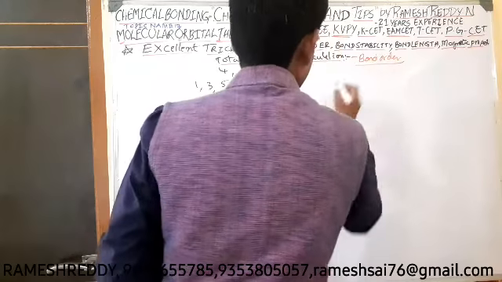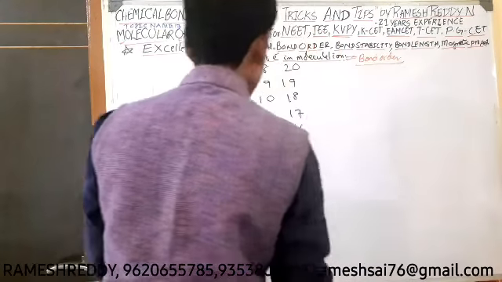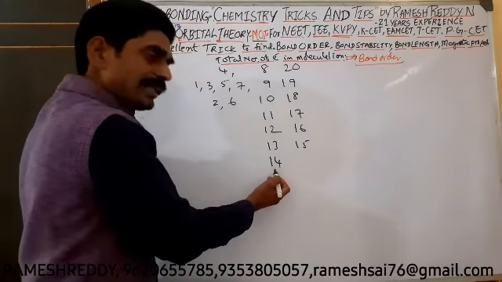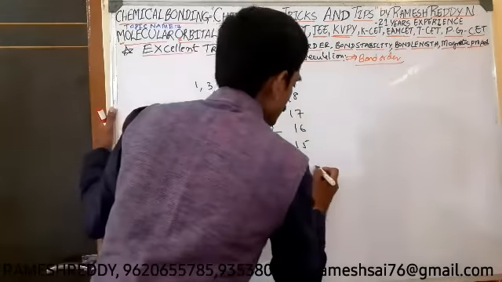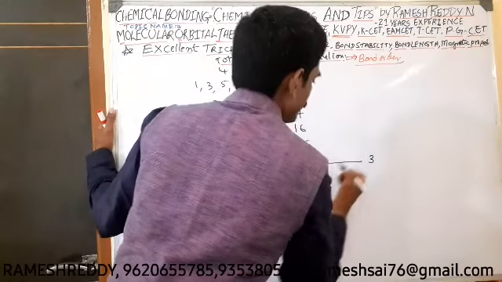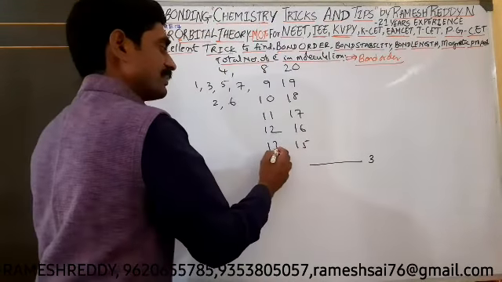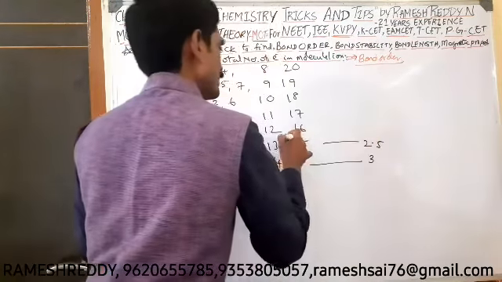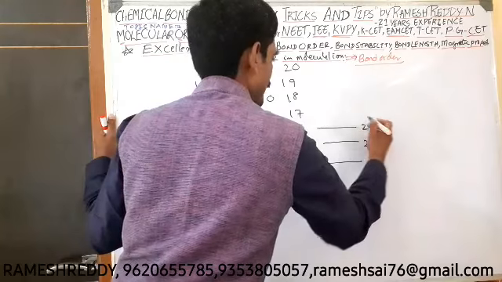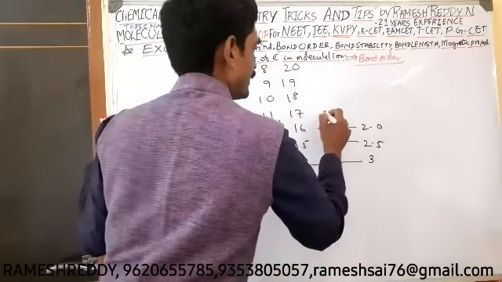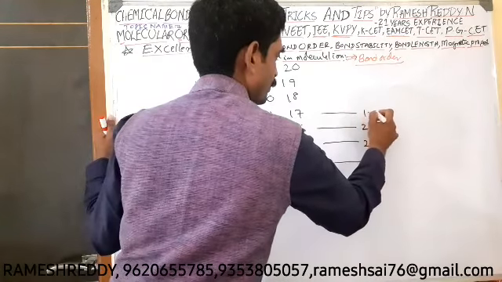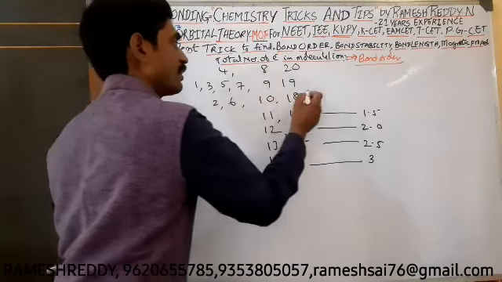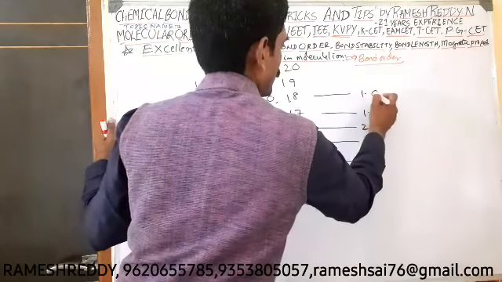So then bond order is equal to what? If the molecule or ion has 14 electrons, then bond order is 3. The molecule or ion having 13 or 15 electrons, bond order is 2.5. 12 or 16 electrons, 2.0. 11 or 17 electrons, that is 1.5. Then the molecule having 2 or 6 or 10 or 18 electrons, the bond order is 1.0.